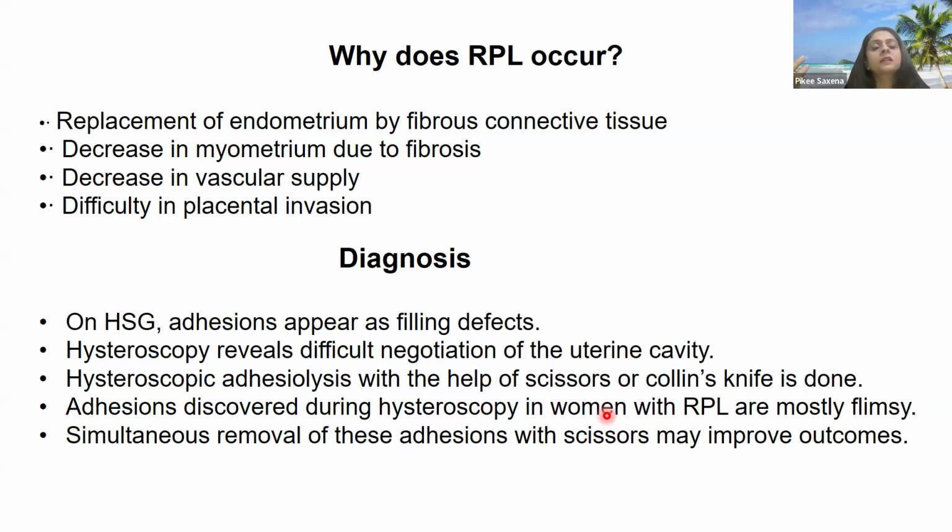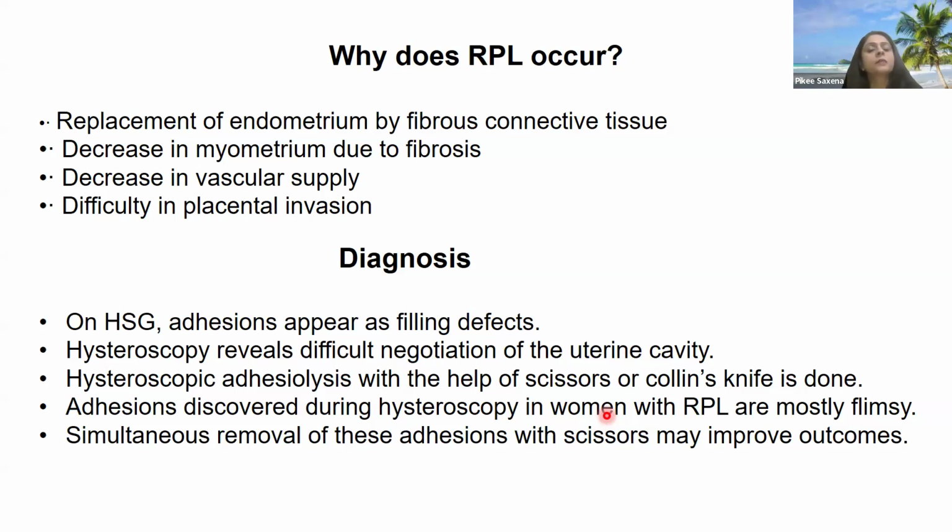Why RPL occurs in these patients? Again, the endometrium, which is normally there, is replaced by fibrous connective tissue. And there is decrease in myometrium due to fibrosis, decreased vascular supply. And the placenta is not able to form. If the placenta gets stuck there, then we are facing the placenta accreta syndrome every day nowadays because of these problems.